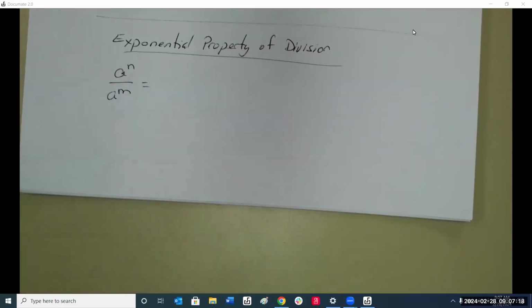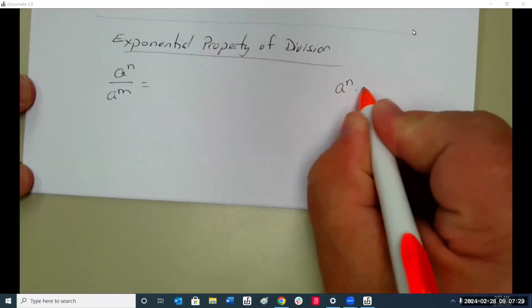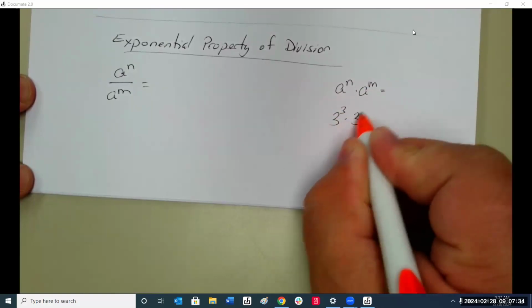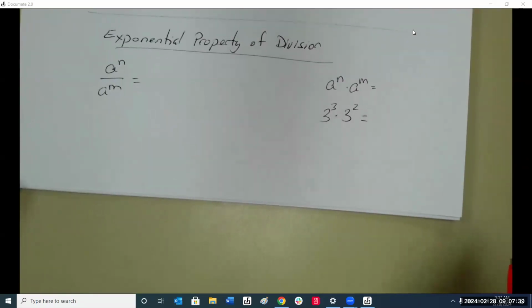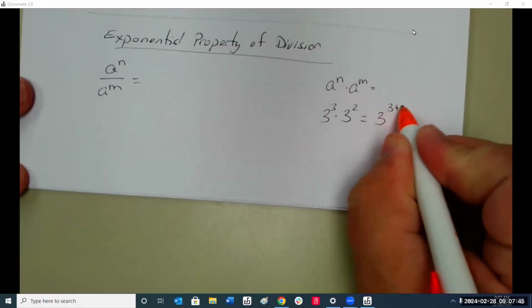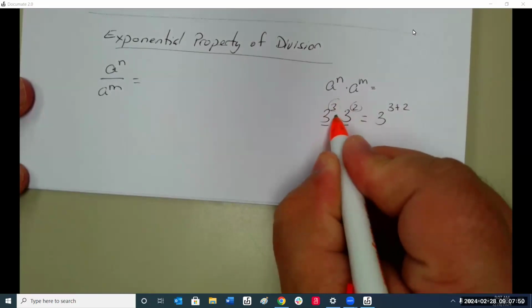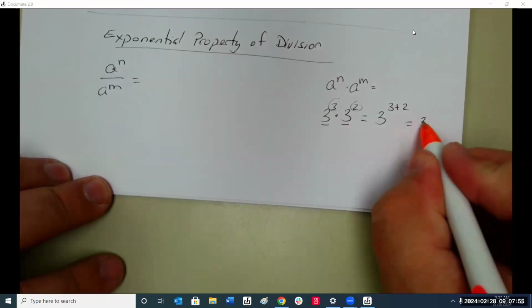Remember, when you multiply, you make things bigger. So do you add or subtract when you multiply? If I had two numbers, 3 to the 3rd times 3 squared, what would that be equal to? Add the exponents. Since the bases are the same, I add the exponents because I'm multiplying. So this would be 3 to the 5th.